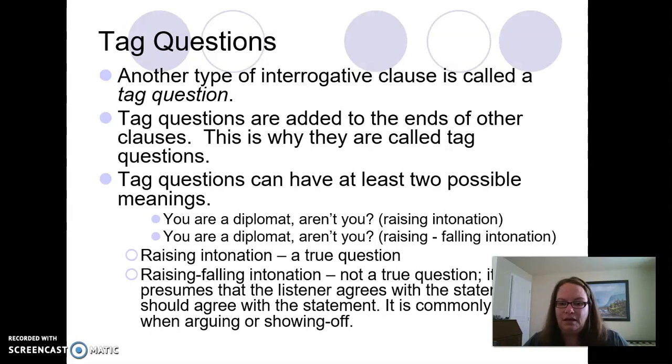Okay. The second type is not a true question. It assumes that the listener is going to agree with the statement or that they should agree with the statement. Okay. So we might use it when arguing or showing off. An example might be, I might say the second question when someone doesn't know where different countries are, and I am surprised because they're a diplomat, and so they should know where all the countries are. And so my kind of sarcastic response is like, but you're a diplomat, aren't you? And I'm kind of surprised or upset that they don't know where the other countries are, okay?